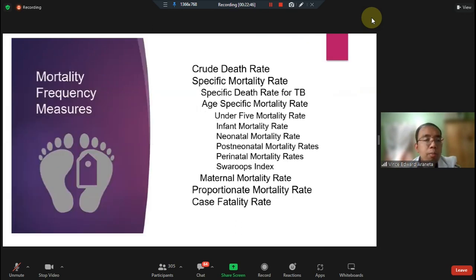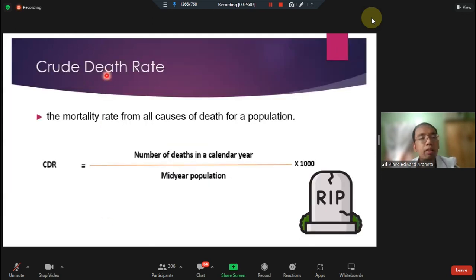Next would be the mortality frequency measures, examples of which are age-specific mortality rate, maternal mortality rate, even proportionate mortality rate, and case fatality rate. We also have the crude death rate, CDR. This is the mortality rate from all causes of death for a population. So this is the number of deaths in the calendar year divided by the mid-year population.